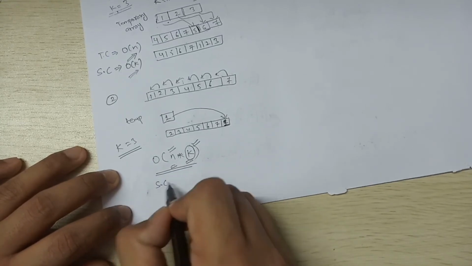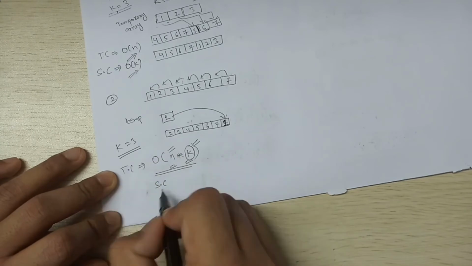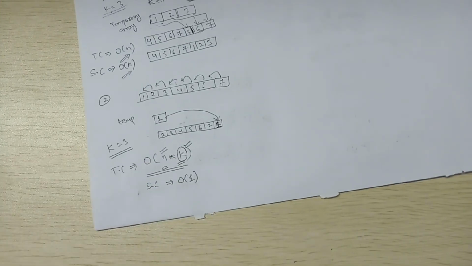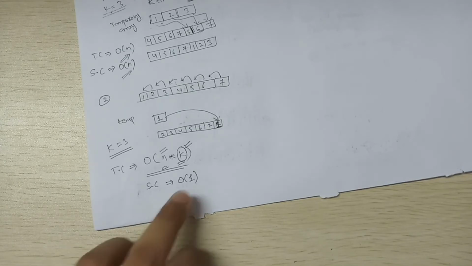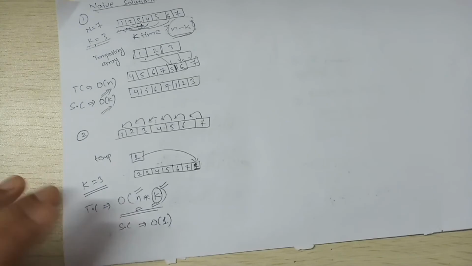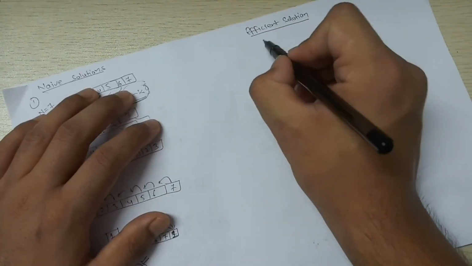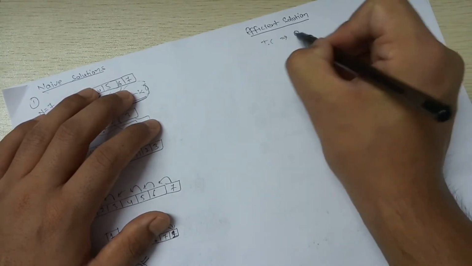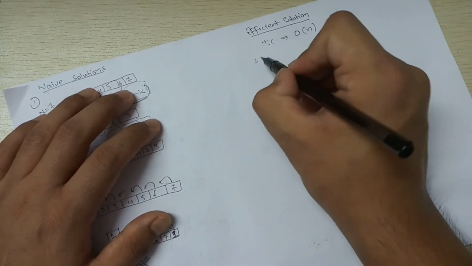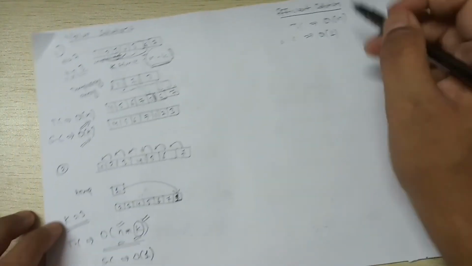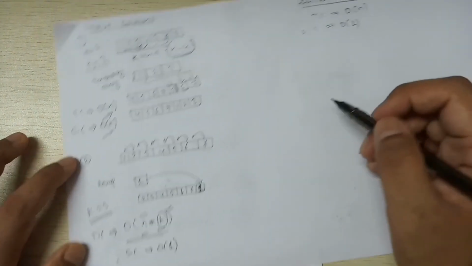And the space complexity here will be constant, because you are not taking any huge space, you are taking only one variable. Now let's go to the efficient solution. I expect this efficient solution to be of order n, as well as the space complexity should be constant. Then I can say this is the efficient solution and better than these two solutions.